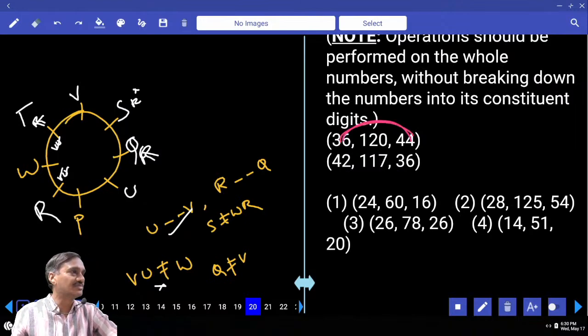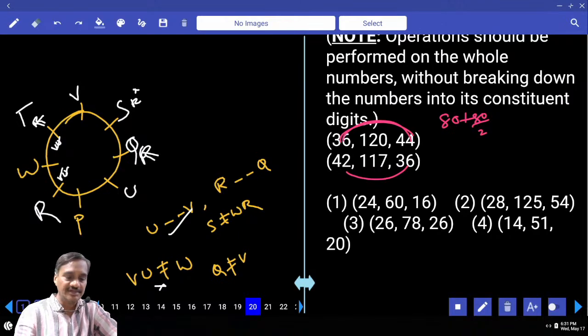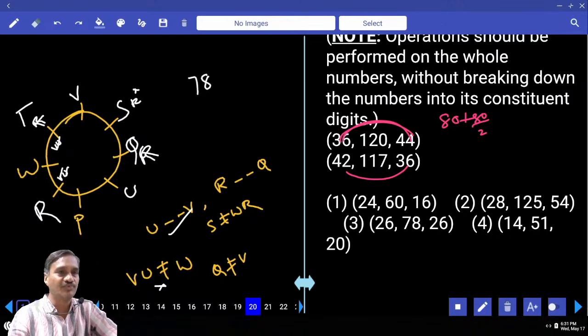Sum of these two is how much? 80 plus 80 by 2, that is 120. 42 plus 36, that is 78. 78 divided by how much? 4. How much is that?